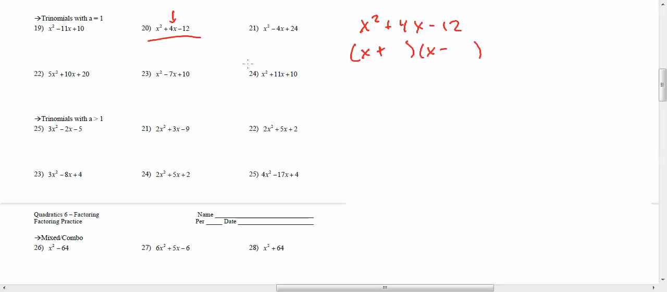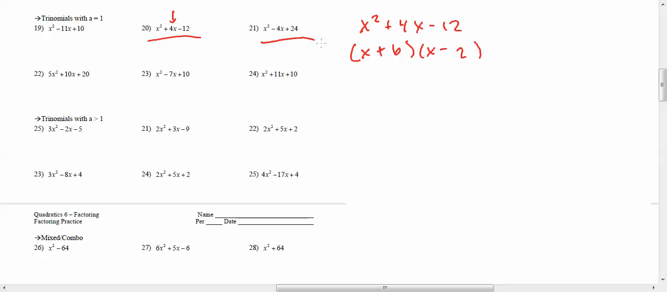4. Right? So where do I put 2 and 6? No. Why? And I want to get positive 4. Very good. Very good. Awesome.